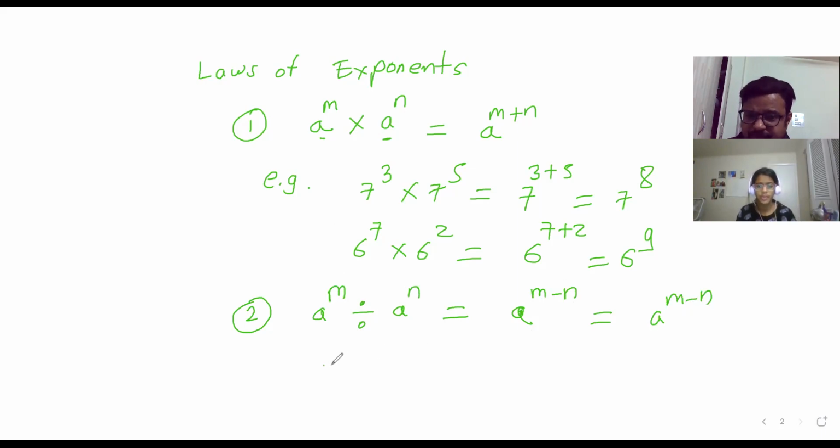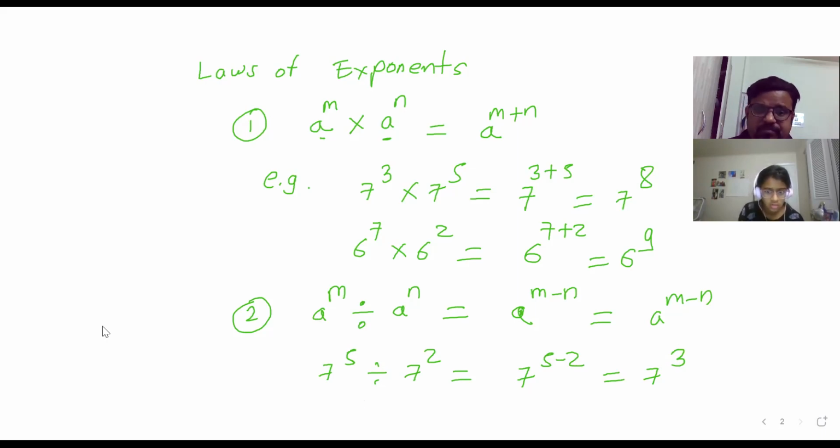I'm giving an example of this. Suppose 7 raised to 5 is there, divided by 7 raised to 2. It becomes 7 raised to 5 minus 2. It is 7 raised to 3. Okay, so this is the second law of exponents. If the base is the same and in between them the division operation is there, then the powers get subtracted.